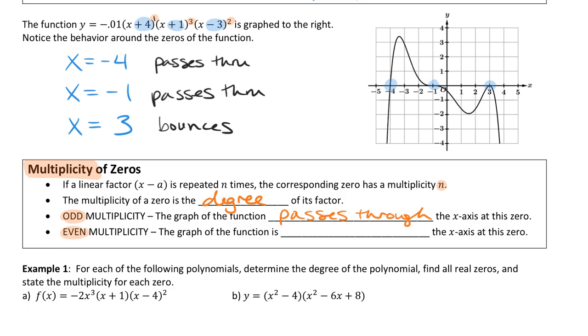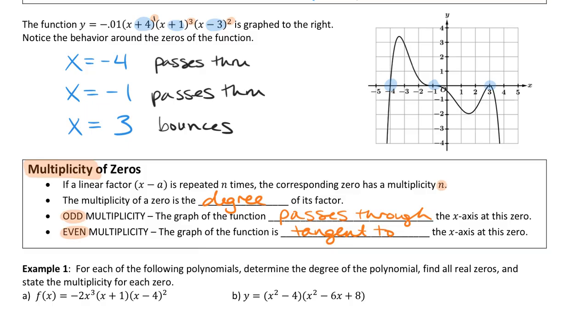And even multiplicity, on the other hand, I'm not going to write the word bounces here because I'm going to give you the formal definition, but the graph of a function is what's called tangent to the x-axis. It does mean bounce in practice, but being tangent to something means you touch it and go away. One touch, that's it. So we bounce, we come back. That's called being tangent to something else.